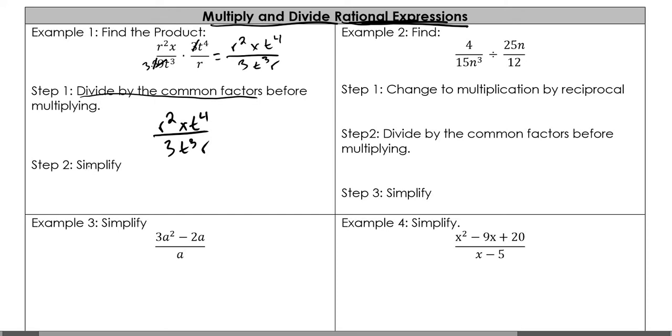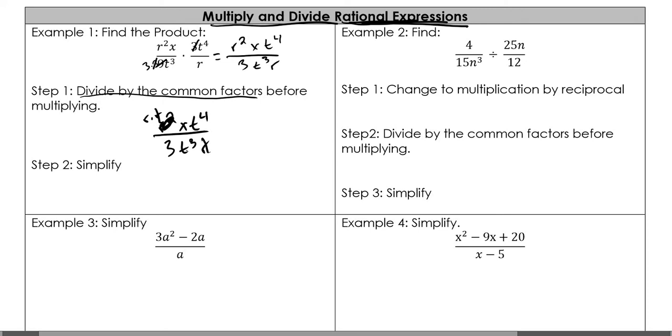Now we simplify, so we continue working our way through. What's on top that's also on bottom? We have an r and an r squared. R squared is equal to r times r. So what can I cross out between r and r? Well, I scratch out one of them, so I'm left with r.